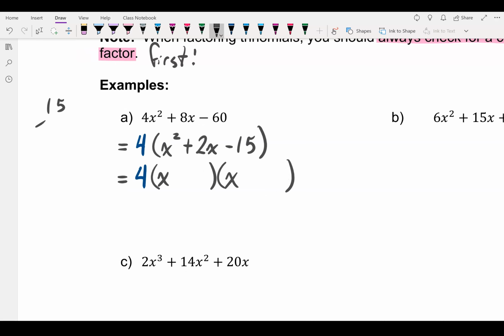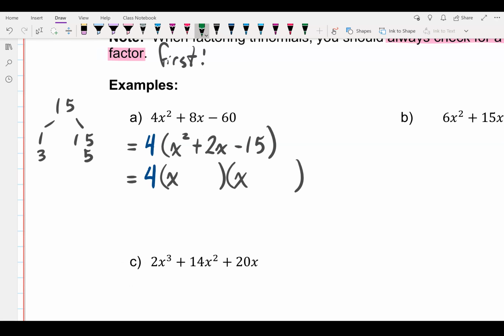Remember, we have 15. It could be 1 and 15, 2 can't factor into it, it can be 3 and 5. Literally, those are the only options. And remember now that if the sign is negative, the factors are going to be different signs. And finally, if you have a plus here, that sign gets taken from the bigger factor.